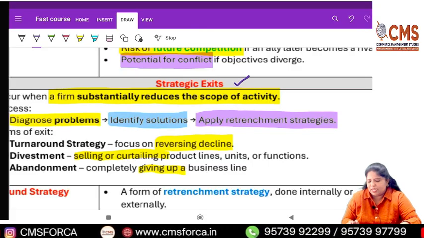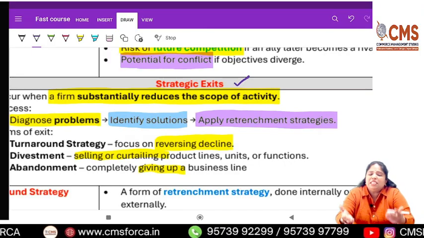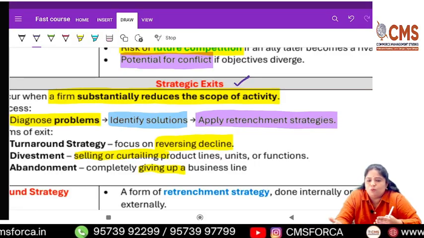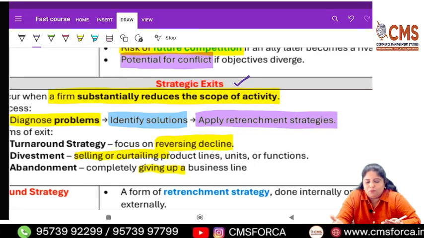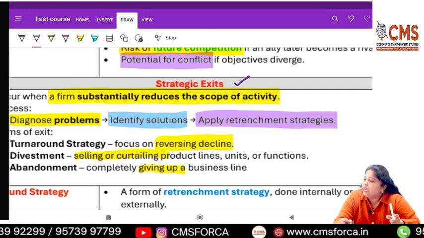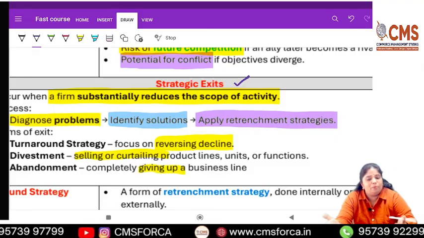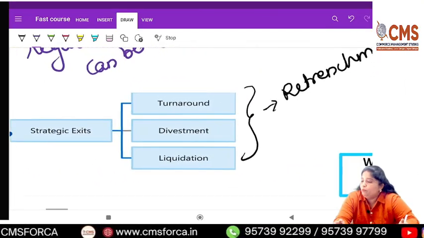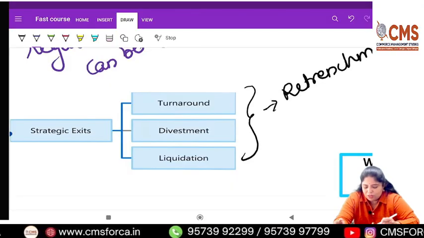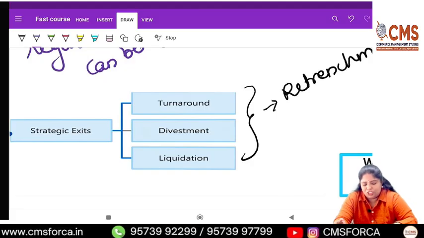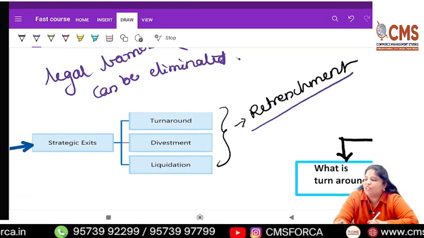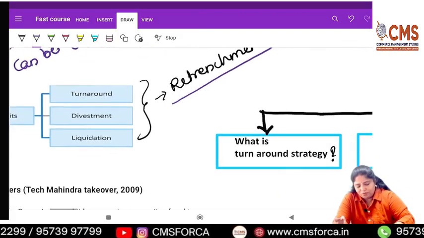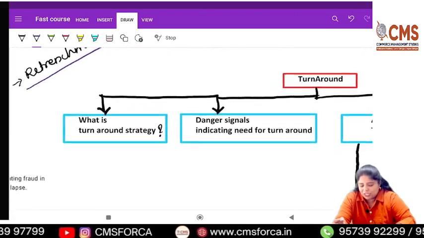Now, strategic exit is basically when a business entity is facing a lot of problems and wants to resolve those problems, find a solution to their problems, diagnose the situation and come up with a solution. That could be in the form of an exit. Exits could be turnaround, divestment, liquidation. They are also called retrenchment strategies. Let's talk about the turnaround strategy first.